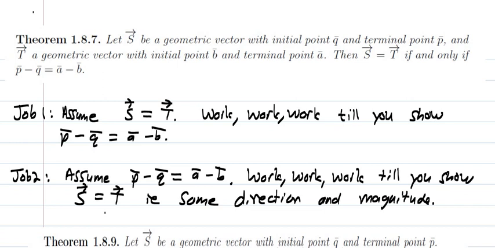Now remember, if you want to prove this theorem, you have two jobs because of the words "if and only if". So job 1, you assume the first part. So you assume that the geometric vectors are the same. You work till you manage to show that P minus Q is equal to A minus B. Your second job, you assume the second half of the sentence. So you assume that P minus Q is equal to A minus B. So you work till you manage to show that geometric vector S is identical to geometric vector T. And so from the definition, we know it means that they have the same direction and they have the same magnitude.